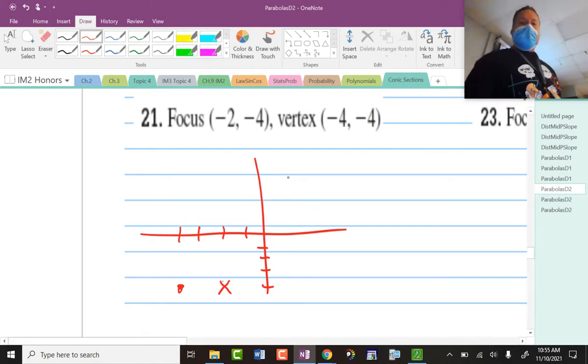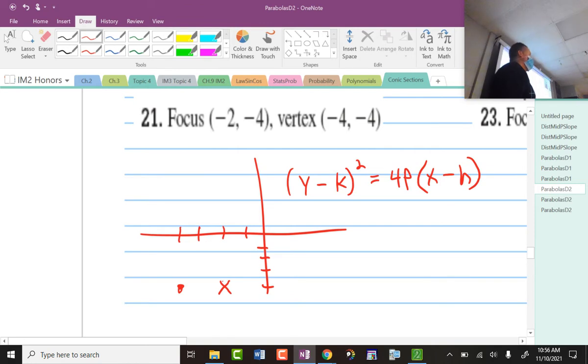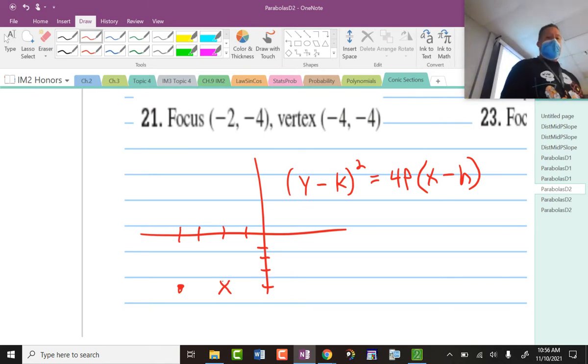So instantaneously, this is what you snap out of your head. This is y minus k squared then, and then it's 4p times x minus h. That's what it is, instantaneously from just graphing that. Fine if you could visualize. I think I could visualize that and know that it goes right. But you're at the beginning stages, so draw it. You're not drawing anything else. You've got everything that you need.